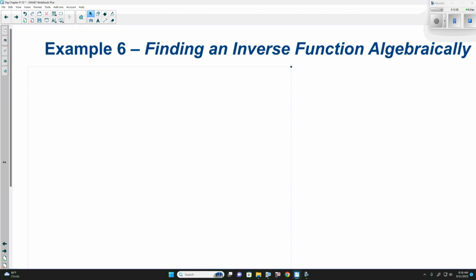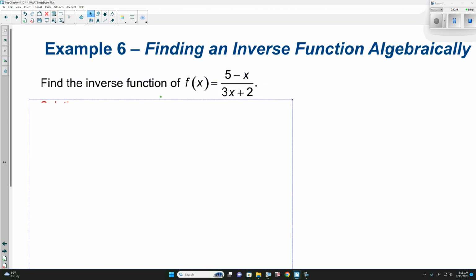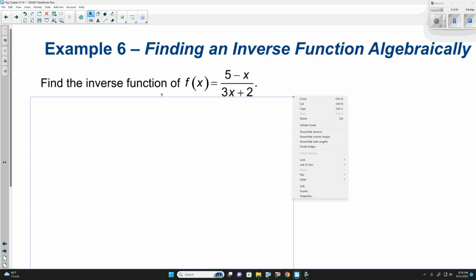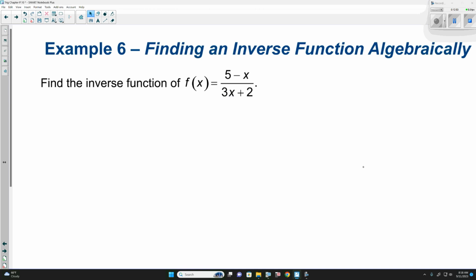I think I put that way too high. Yep, there we go. Locked in place. Okay.